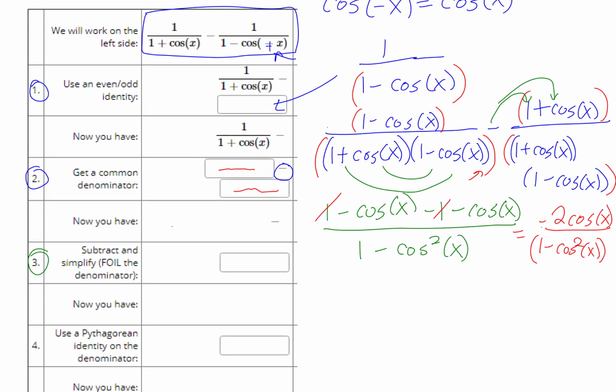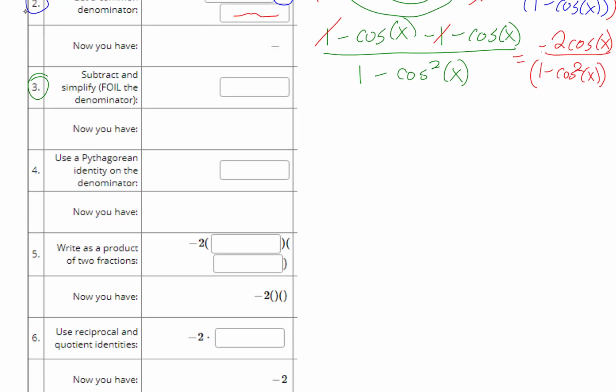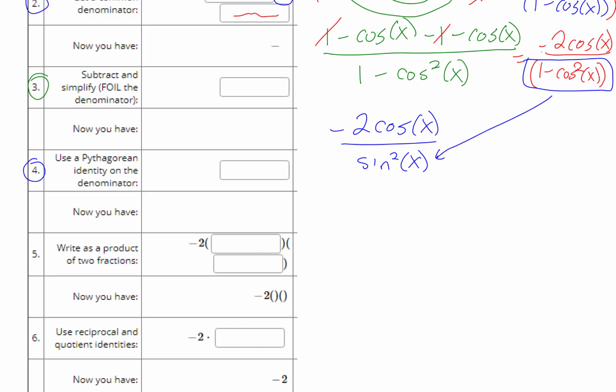All right, now let's go to step number 4. And for step number 4, it says use a Pythagorean identity on the denominator. This is the denominator, and one of our alternate forms for Pythagorean identity, you can have it solve for sine squared x, and it equals 1 minus cosine squared x. So I'm going to leave the numerator alone, and then I'm going to divide it by sine squared x. So I replace this with that.